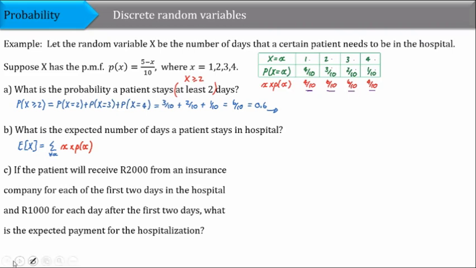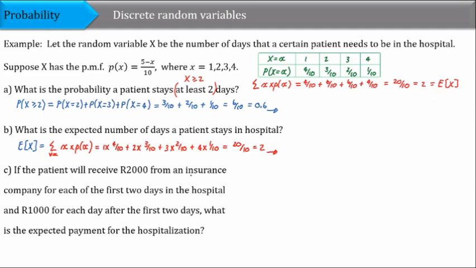So now that we have x times its probability, we just need to add everything together. If we take the sum of all these products, that total will be our expected value. So it's adding up to 20 over 10, which gives us 2. So the expected number of days a patient stays in hospital will be 2.